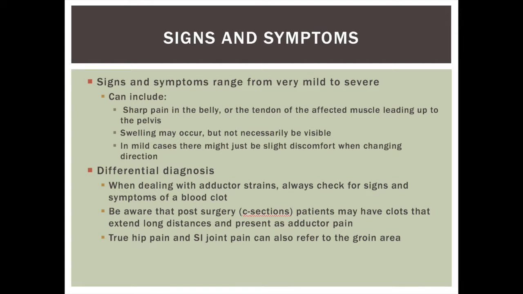The most common signs of an adductor strain are sharp pain in the belly or tendon of the affected muscle. Swelling may also occur but not necessarily be visible. Adductor strains can range from mild to severe, leading some patients to have only slight discomfort. And when assessing an adductor strain, always check for signs and symptoms of another problem such as a blood clot, hip pain, and SI joint pain, which can appear to refer to the groin area.